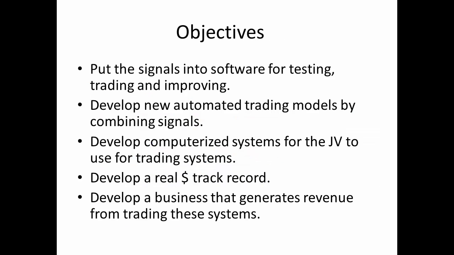Now, our objectives were to put the signals into software for testing, trading, and improving. We wanted to develop new automated trading models by combining signals and finding subsets that are really useful. We developed computerized systems for the joint venture to use for trading systems. And part of our objective is to develop a real dollar track record, which is yet to come by the JV.